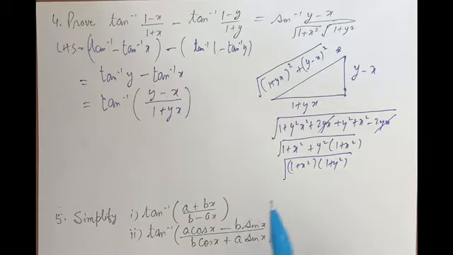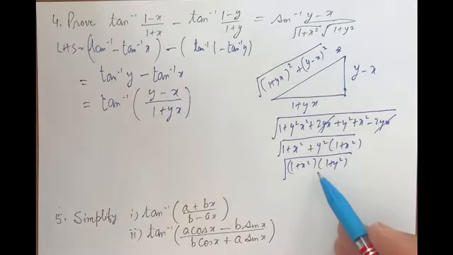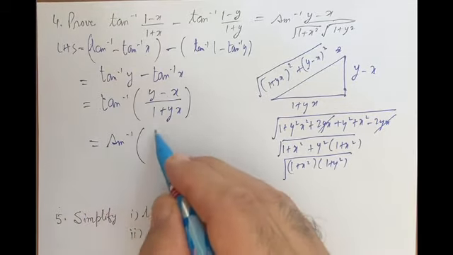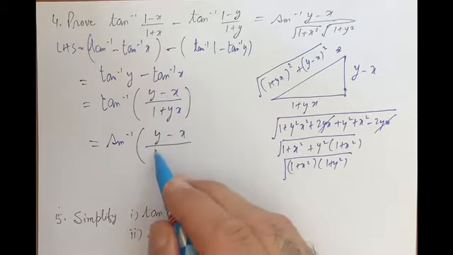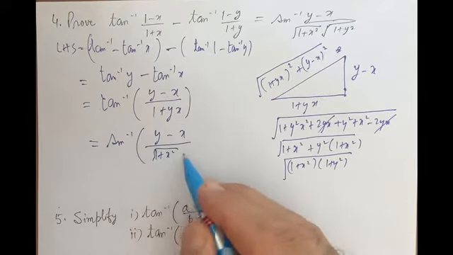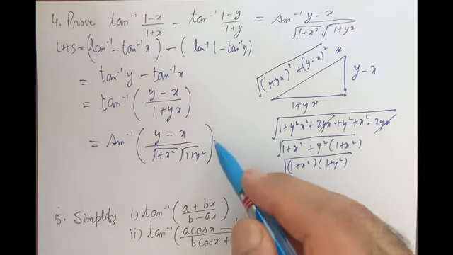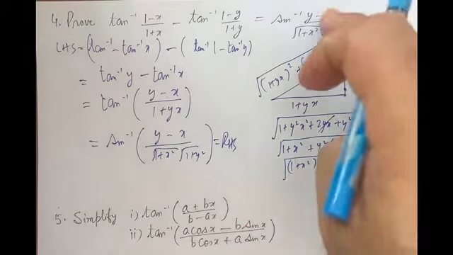So what is sin inverse? It will be this upon this side, which is this upon this. So we can write this is sin inverse of y minus x upon root of 1 plus x square into root of 1 plus y square. And this is what we wanted to prove.